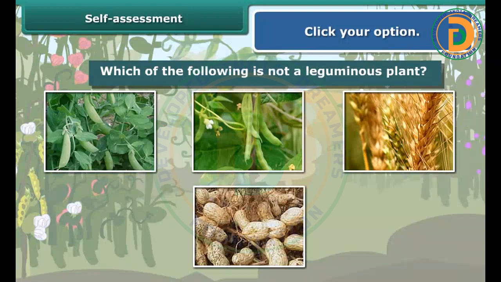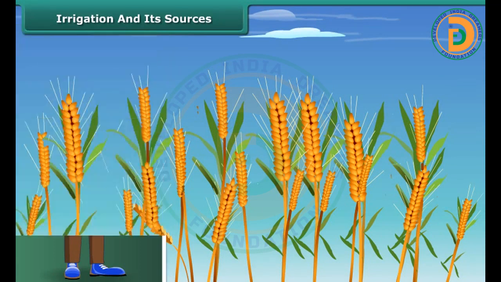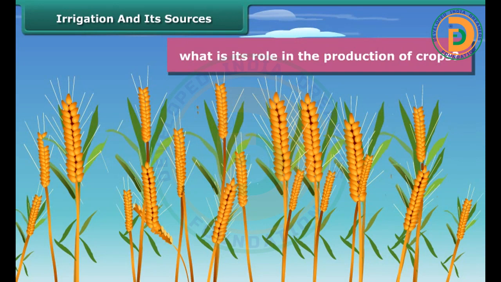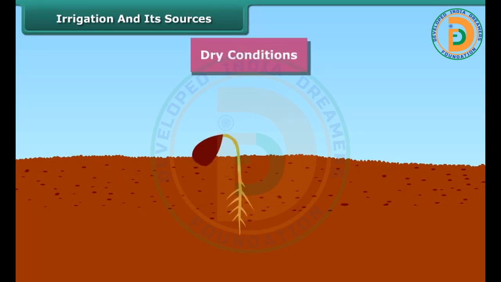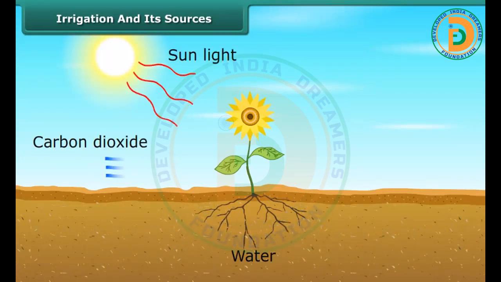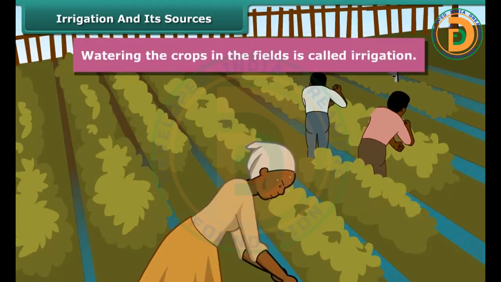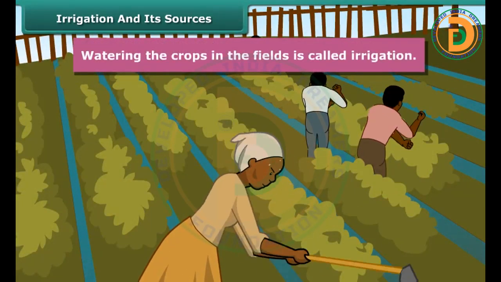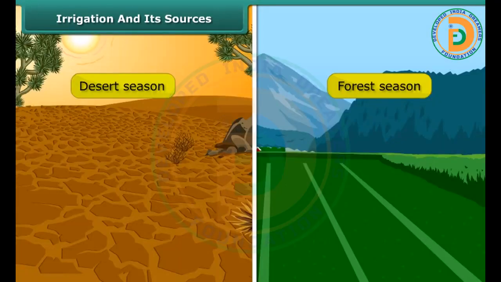Click your option. Friends, as we all know, water is very essential for all living beings, but what is its role in the production of crops? Actually, water is essential for crops because germination of seeds cannot take place under dry conditions. Water is absorbed by the plant roots, and along with it, minerals and fertilizers are also absorbed. Hence, watering the crops in the fields is called irrigation.